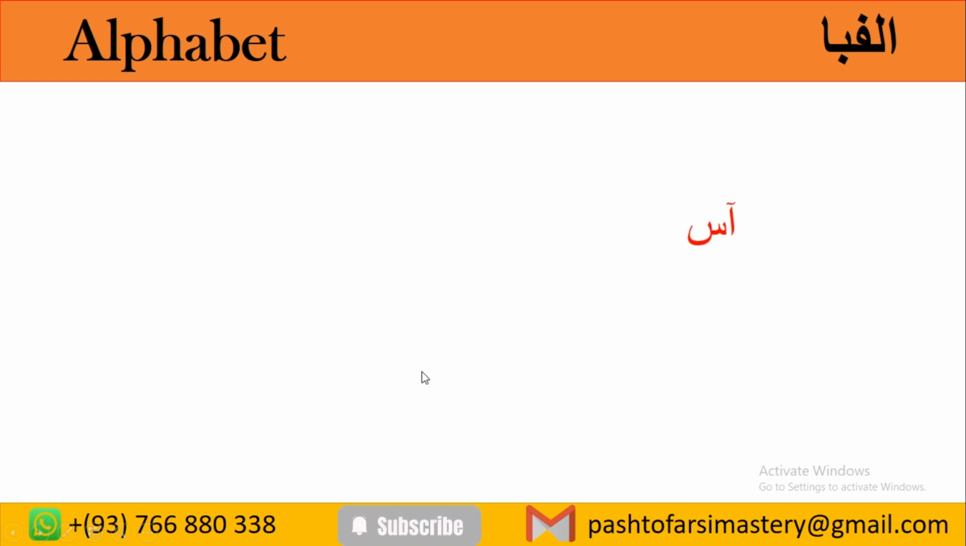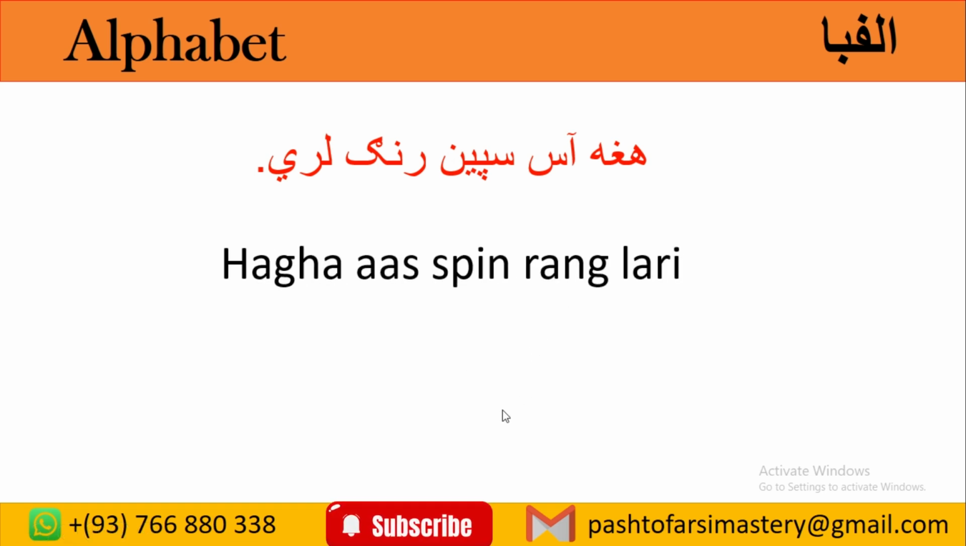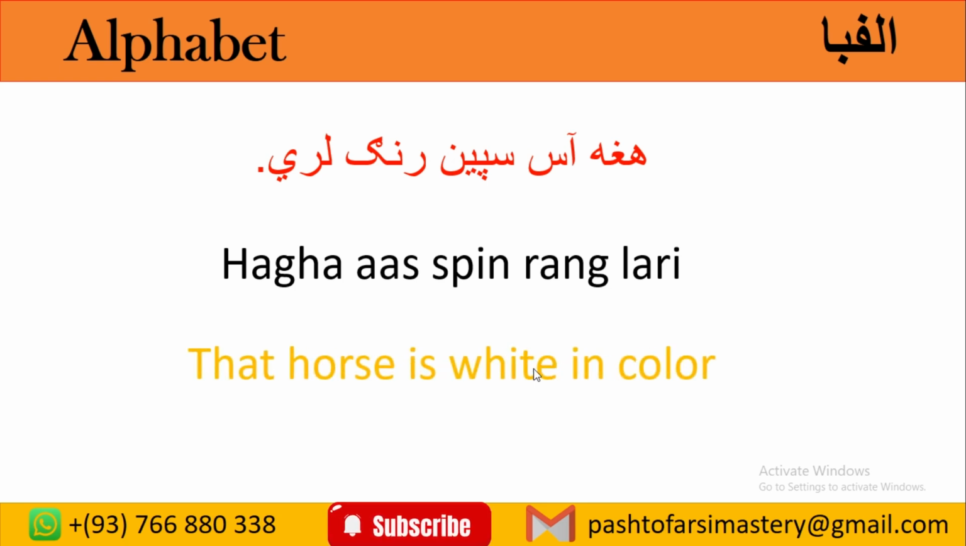Another word that has Sin on it, for example, ass. Ass means horse. هغه آس سپین رنګ لري. It means that horse is white in color. هغه means that, آس horse, سپین white, رنګ color, لري have.